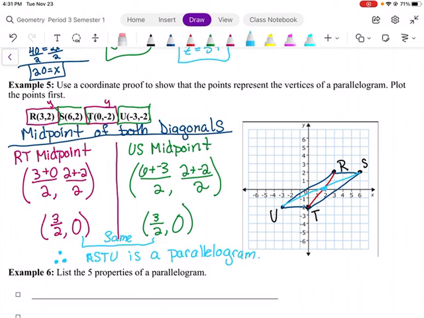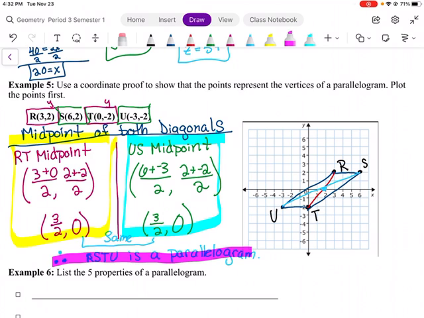So for a coordinate proof, one like this, you have to show the work for getting the midpoint on the left side and show the work for getting the second midpoint. And then your final point for this would be the last sentence that you are writing at the bottom. So all 3 of these are important that you do to get full credit for this question on a quiz or a test.